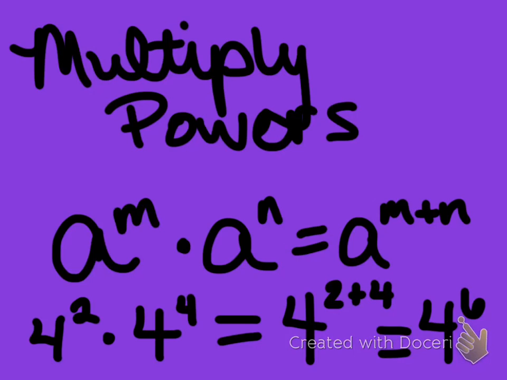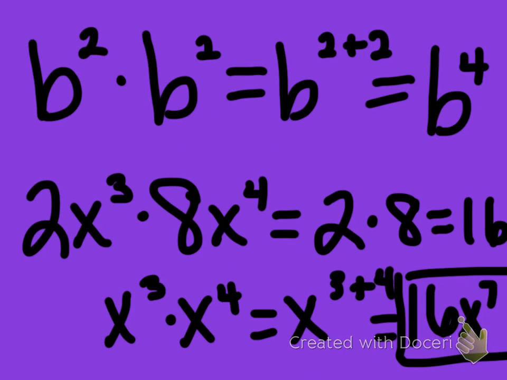Now the next thing that we would look at is a number. Let's say we had 4 to the second power times 4 to the fourth power. If we're trying to find the answer to this, we would say 4, because that's the common base, to the 2 plus 4 power. So our final answer would be 4 to the sixth power. Now, if we have an example such as b to the second power times b to the second power, we would take the same base, which is b, and add the exponents, which is 2 plus 2. So we would end up with b to the fourth power.